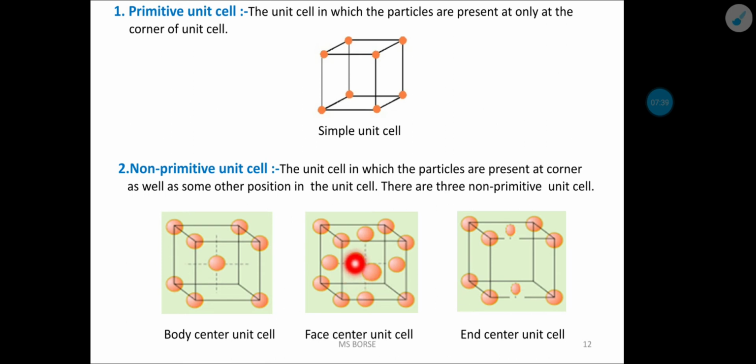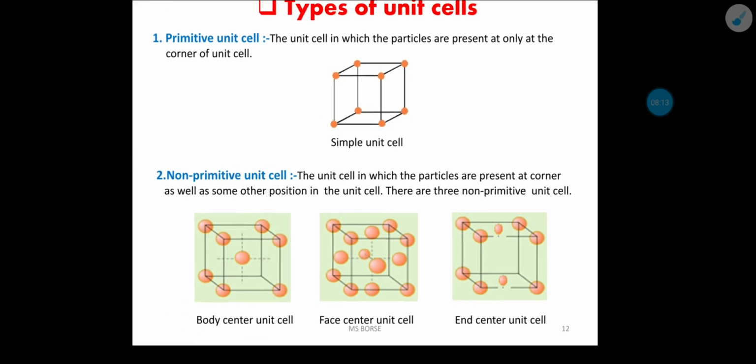In short we call it FCC crystal, and this is BCC crystal. And the third type of non-primitive unit cell is the end center unit cell. That means the atoms are present at the corners, and an additional atom is present at the center of any two opposite faces, that means top and bottom, or left and right, or front and back. Shortly we call it ECC crystal lattice. So this is about the unit cell.